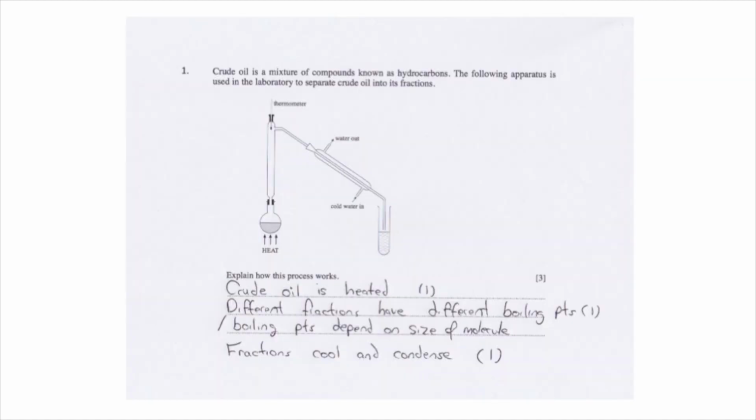So now let's go through the answers to question 1. So if you said that the crude oil needs to be heated, that gets you a mark. And in your answer, if you discuss the fact that the different fractions have different boiling points, or the boiling points depend on the size of the molecule or the length of the carbon chain, that gets you a 2nd mark. And in your answer, if you talked about the different fractions cooling and then condensing back into liquids, that gets you the 3rd mark. So this is a 3-mark question, and those are the key points you needed in your answer.